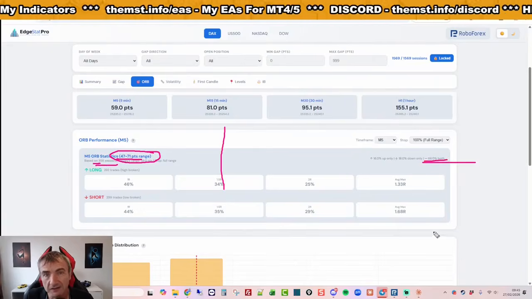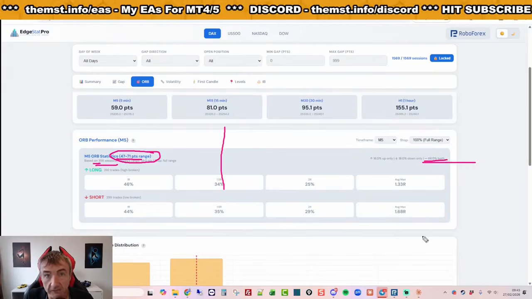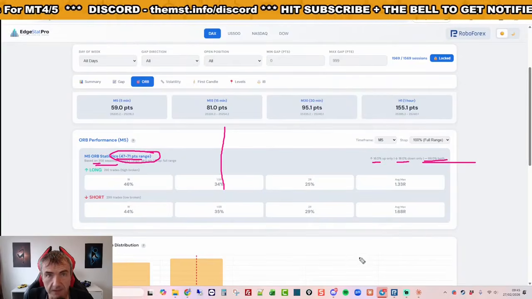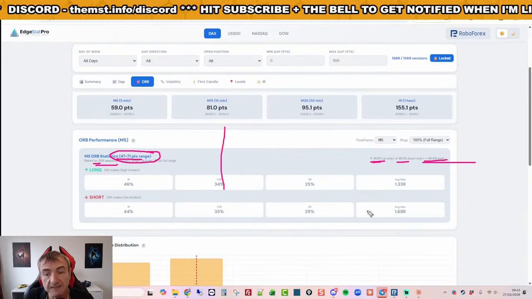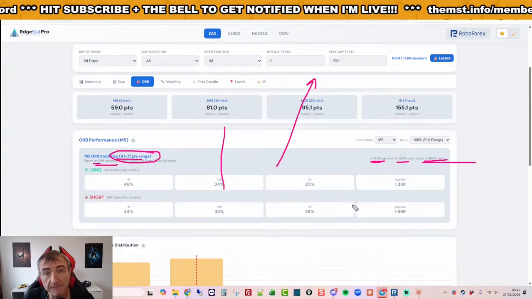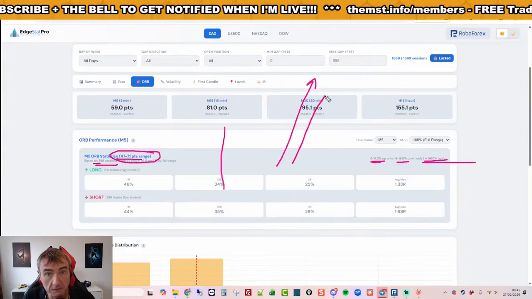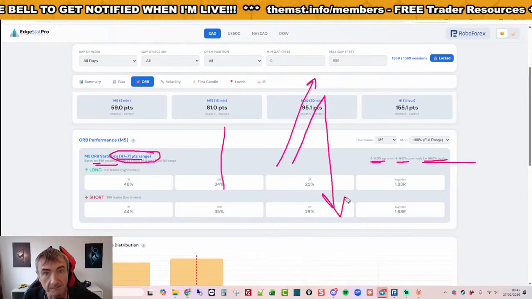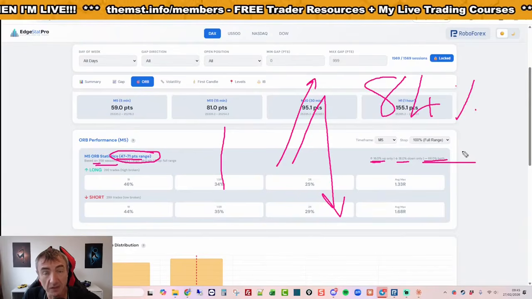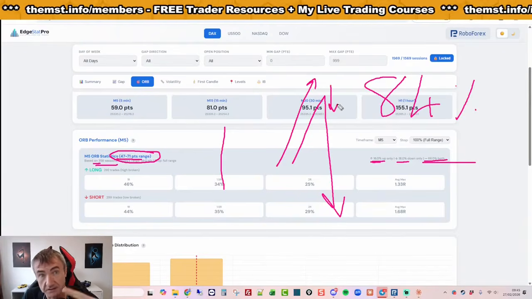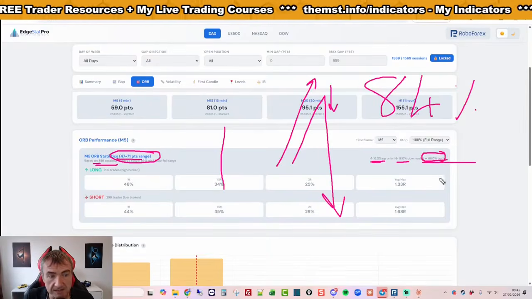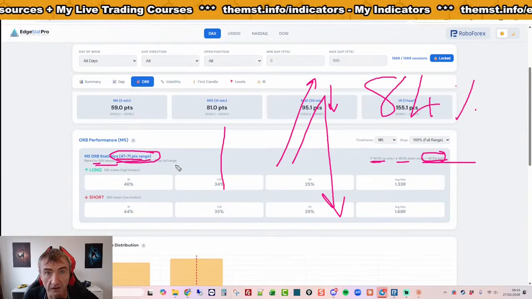Out of those, 66% of them have broken both sides. That's a huge edge, 66%, right? 18% break down only, 16% break up only, which means that if 16% of them break up only, 84% after they break long mean revert. We've got an 84% edge available to us. We just need to read price action to determine the entry point. We know that 66% of these days of this size of range break both sides of the range.